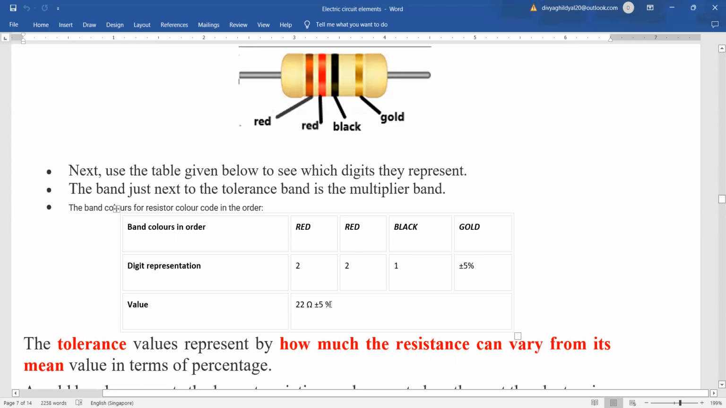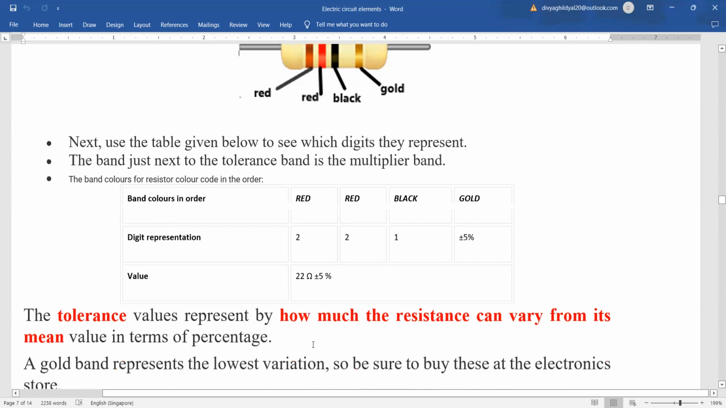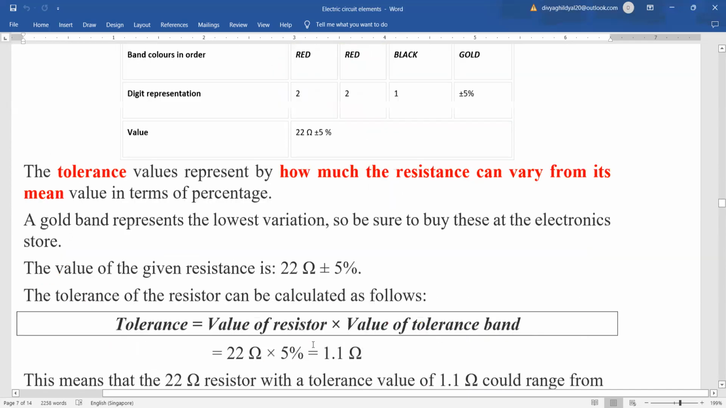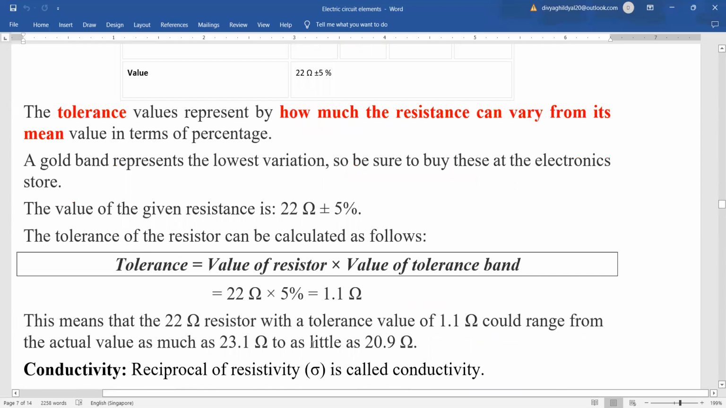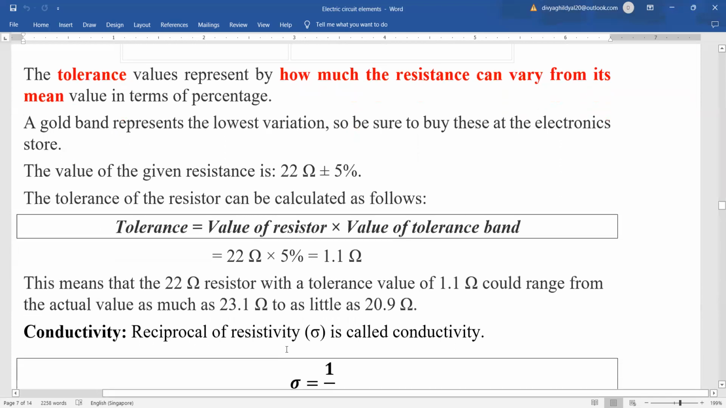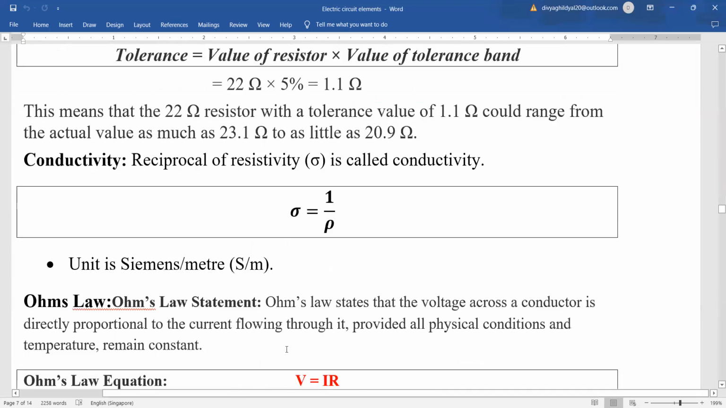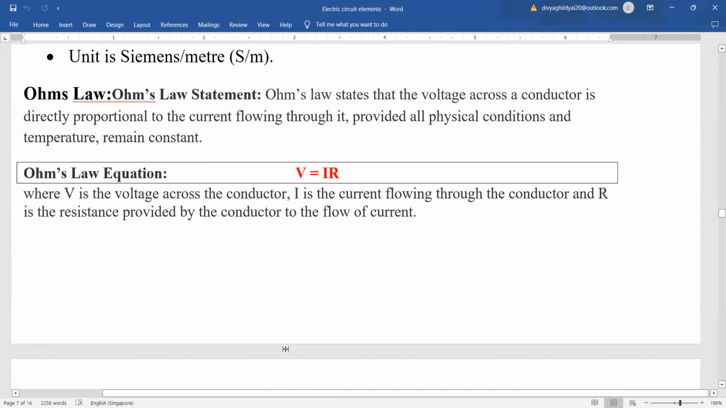What is this tolerance? Tolerance is basically how much the resistance can vary from its mean value in percentage. Mathematically also you can find tolerance, which is equal to value of resistor into value of tolerance band. Conductivity is the reciprocal of resistance.